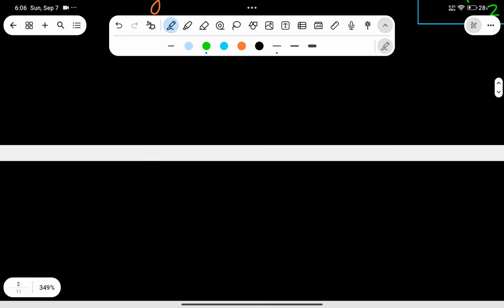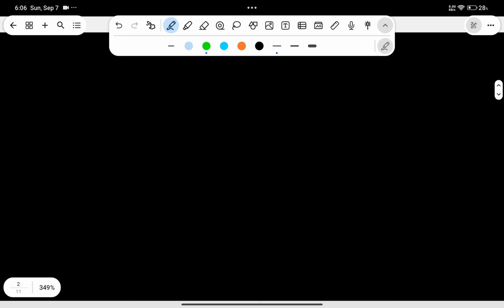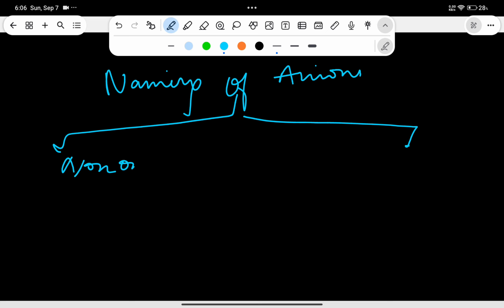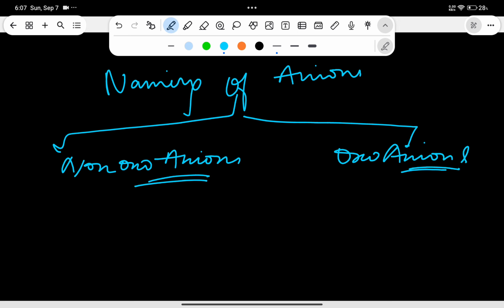Okay, nice. Now we are done with the naming of cations. Now we'll understand the naming of anions. Anions are of two types. We have non-oxo anions, which do not have oxygen in them, and oxo anions, obviously. Non-oxo anions and oxo anions.